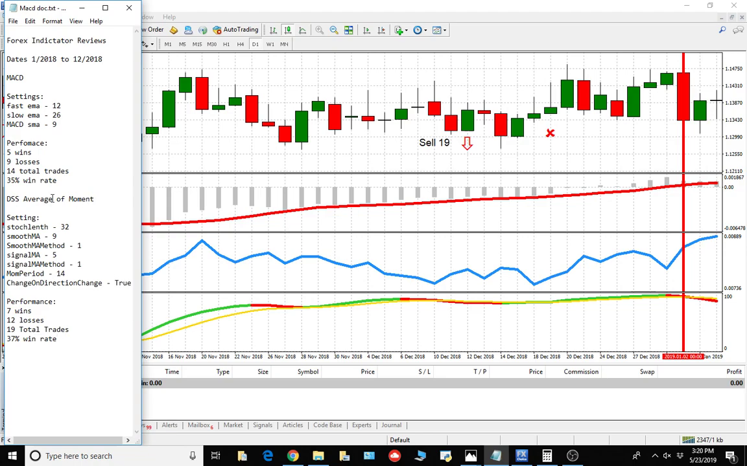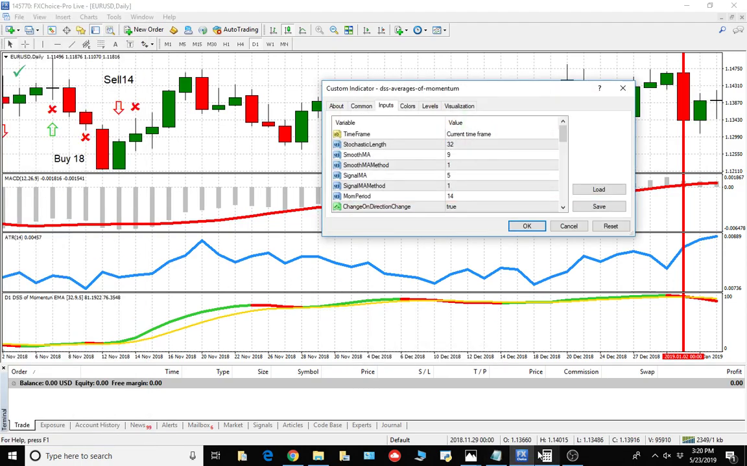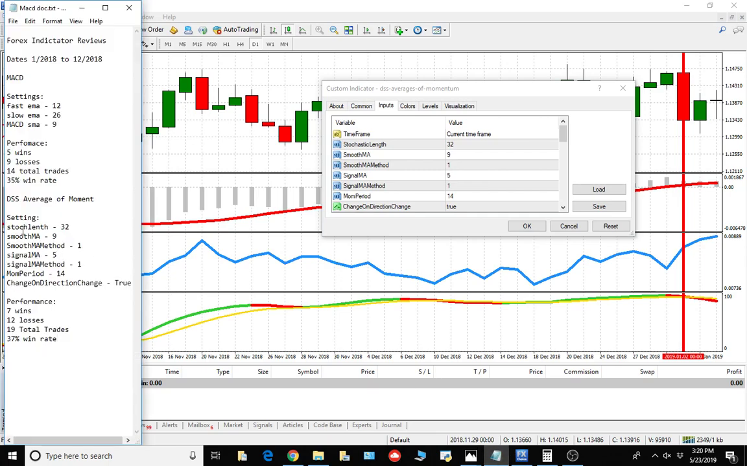So on the DS average of momentum settings, I pretty much kept it at default, and I'll pull those settings up so you can take a look at them. I kept the stochastic length at 32, smooth MA 9, smooth MA method at 1, signal MA at 5, signal MA method at 1, and then MOM period, I'm guessing that's momentum period, 14, and then change on direction change. I left that to true because that is their default settings. The performance, 7 wins, 12 losses, 19 total trades at a 37% win ratio.